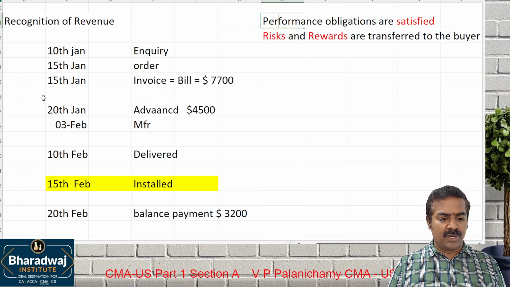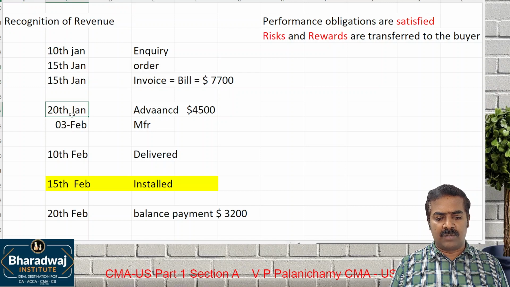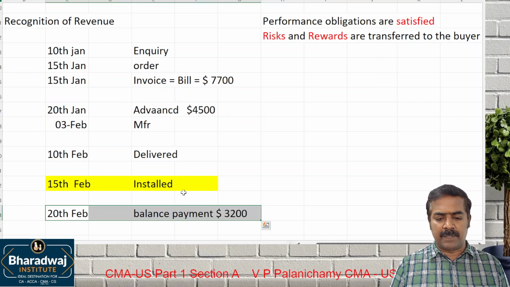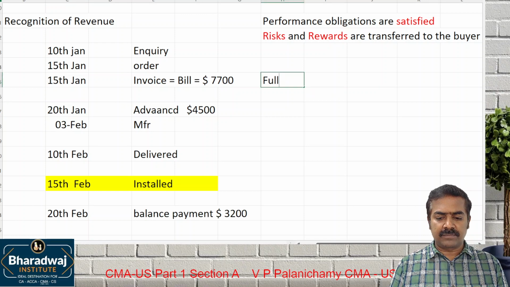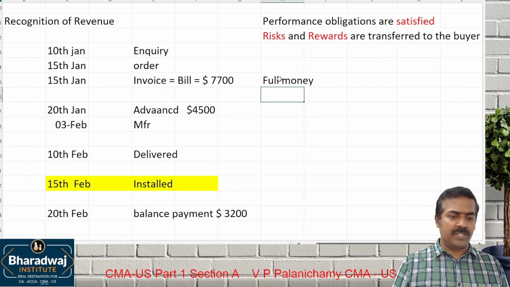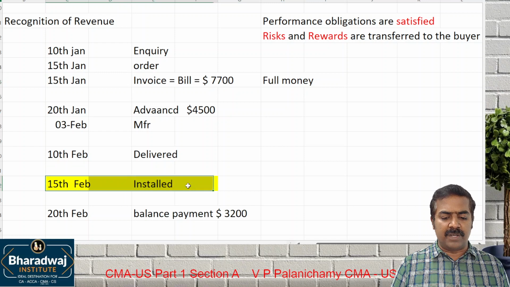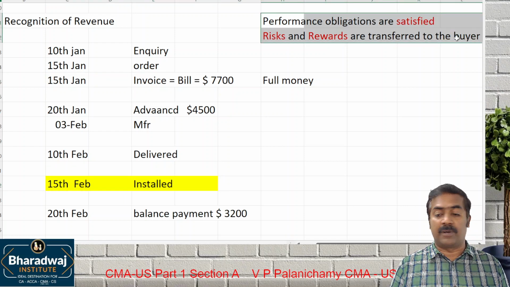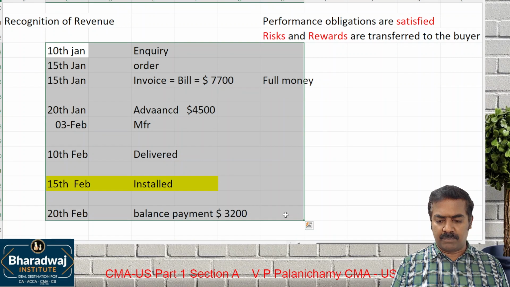So, the income should not be recognized based on invoice or advance money or when you get the balance payment. Let us assume at the time of invoice itself, the customer has paid full money. Since we received money, can you record income? No. So income should not be recorded based on invoice or receiving the money. Income should be recognized when you satisfy the performance obligation. Simple. When risk and rewards are transferred to the buyer.